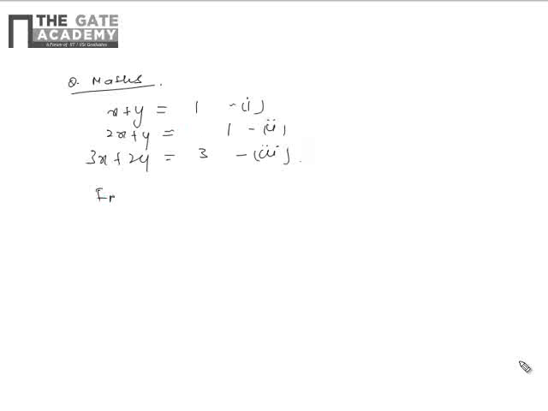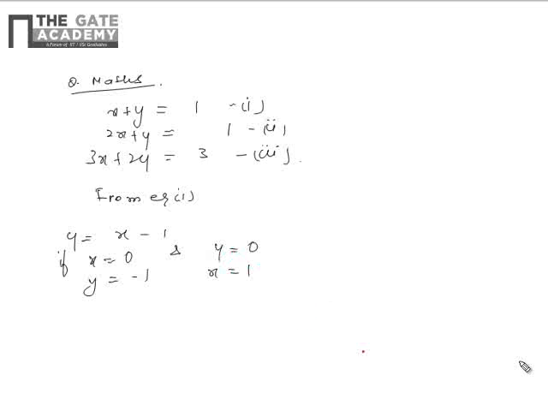Okay, so from equation 1, y will be what? x minus 1, right? So if I put x equals 0, y will be minus 1, and if I put y equals 0, x will be 1.